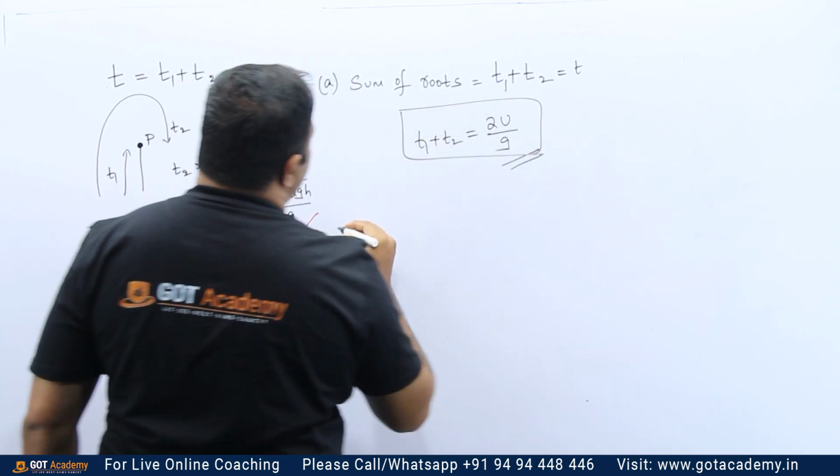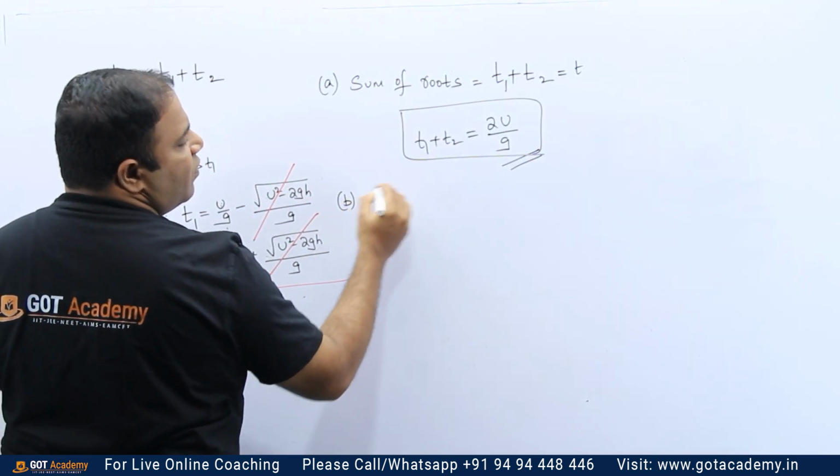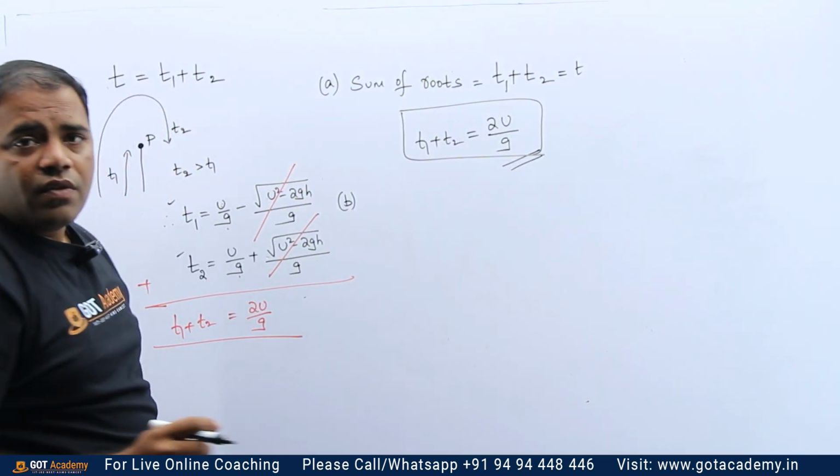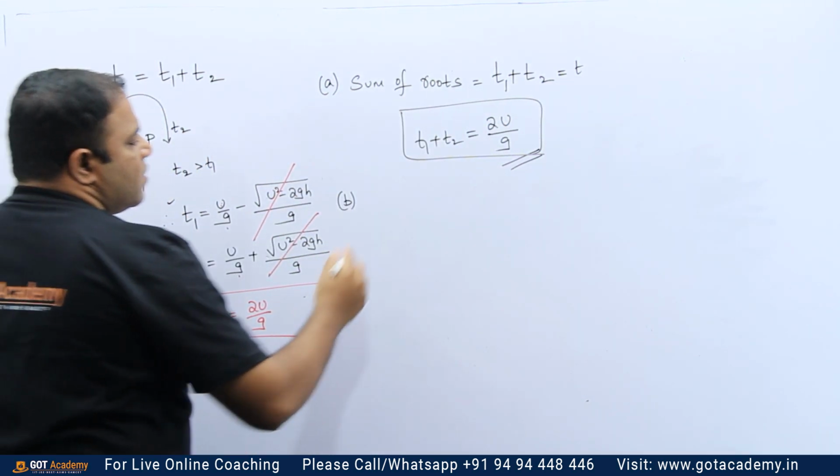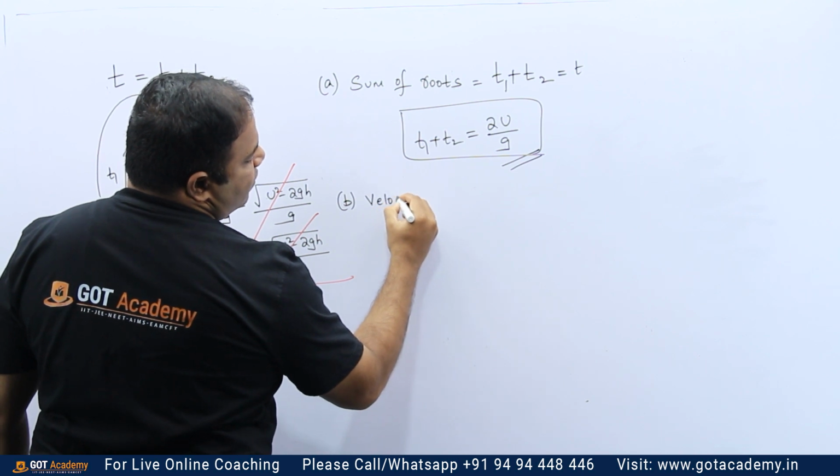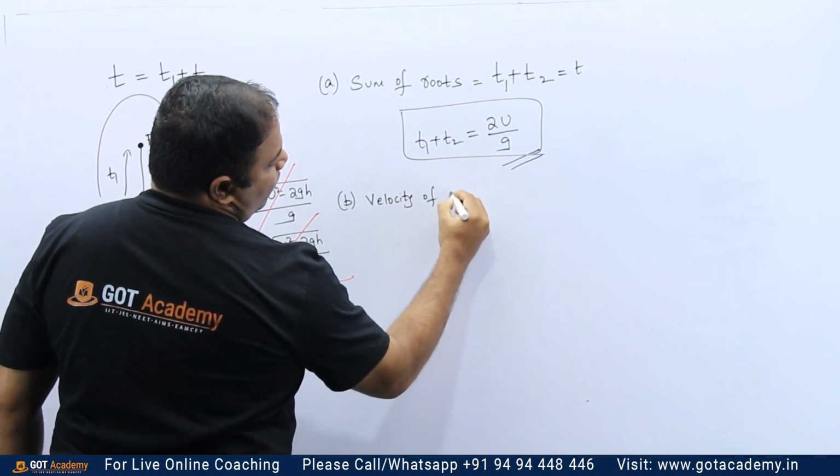Sum of the roots done. Now the second case is that you have to find u. What is this u? Velocity of projection. So find out the velocity of projection.